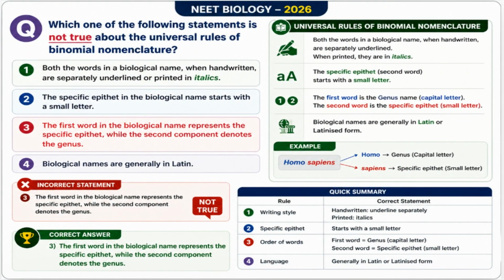The universal rules of binomial nomenclature state that the first word represents the genus, starting with a capital letter, and the second word is the specific epithet, starting with a small letter. Statement 3, which reverses these roles, is not true. Therefore, option 3 is the correct answer.